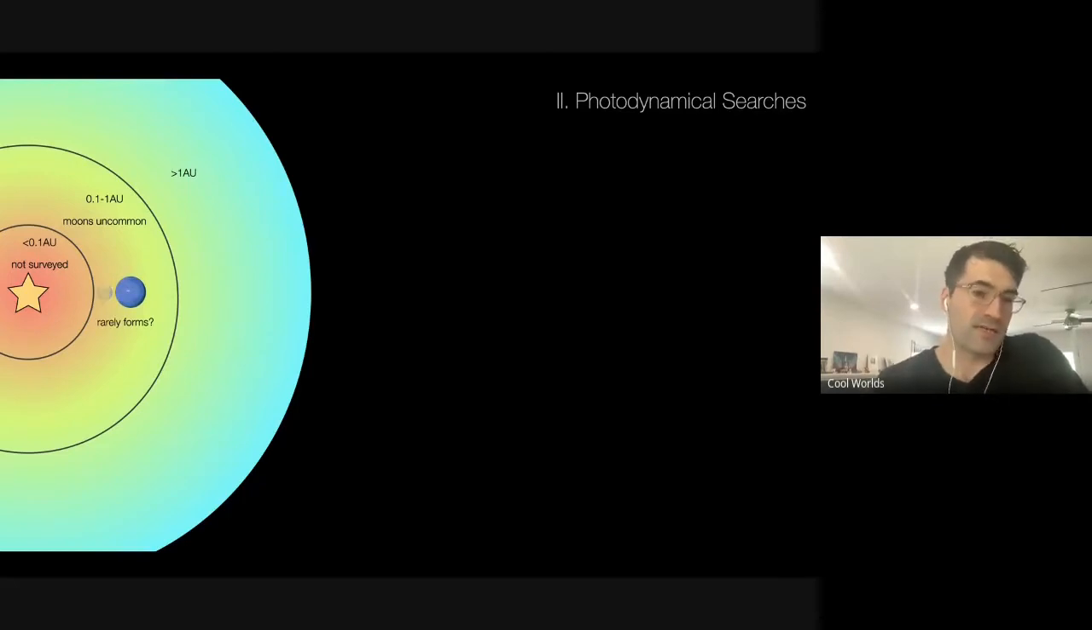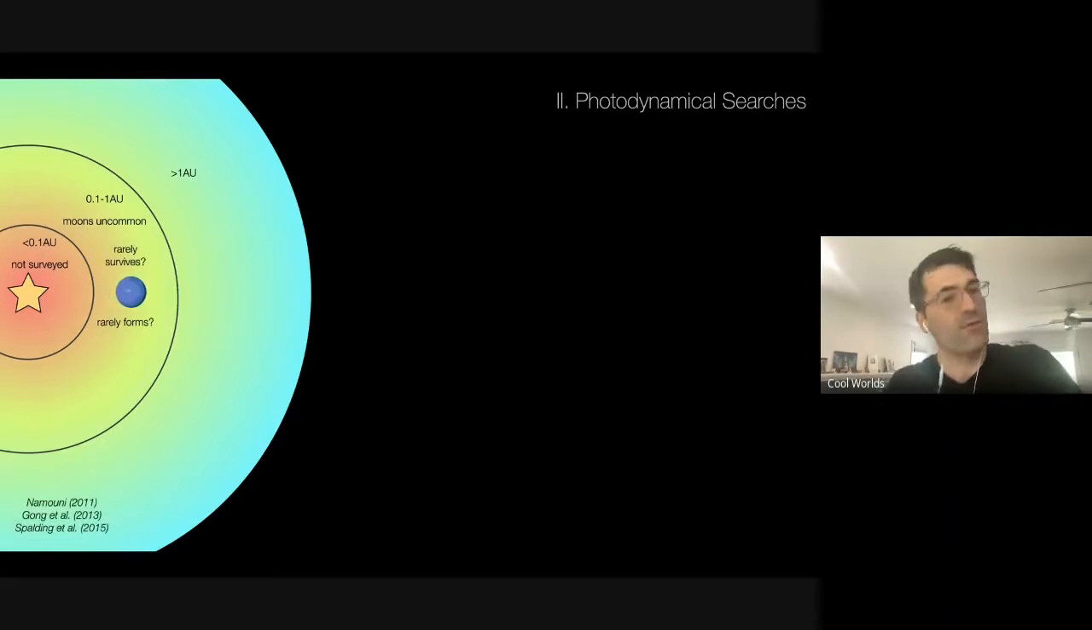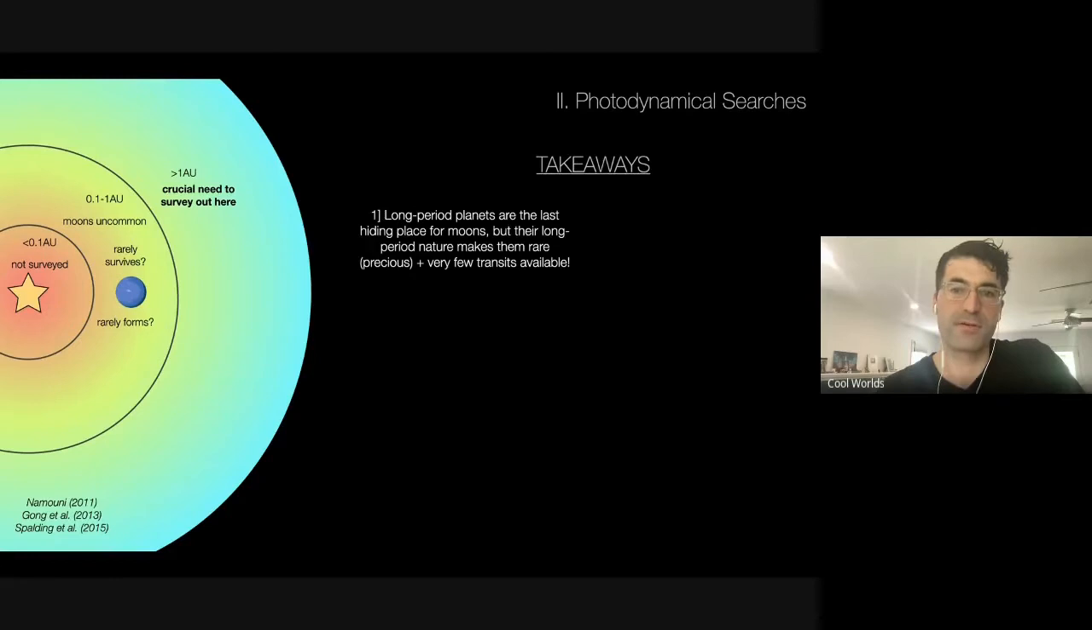And that implies to me two things. Either these moons uncommonly form, don't form that often, or they don't survive the process of the planet forming further out and coming in. And certainly there are theoretical ideas to motivate that, from scattering and from shrinking Hill spheres. So what this tells me from an observational perspective is that this outer region, the greater than 1 AU region, is where we need to look. That is the future of this entire field.